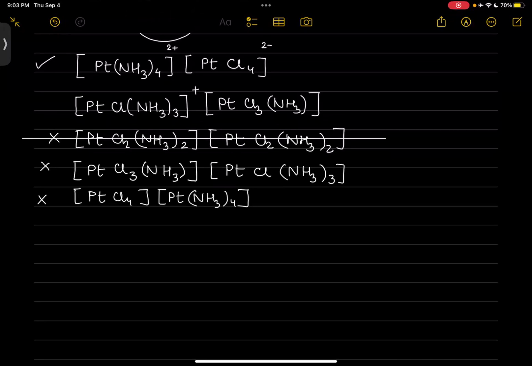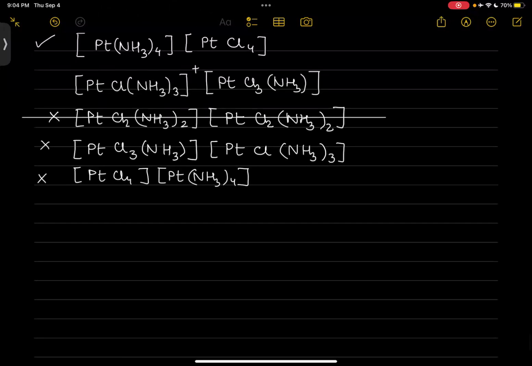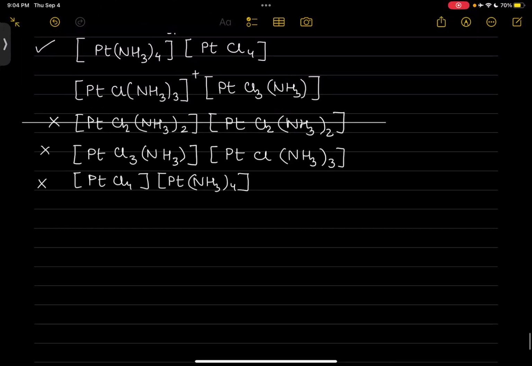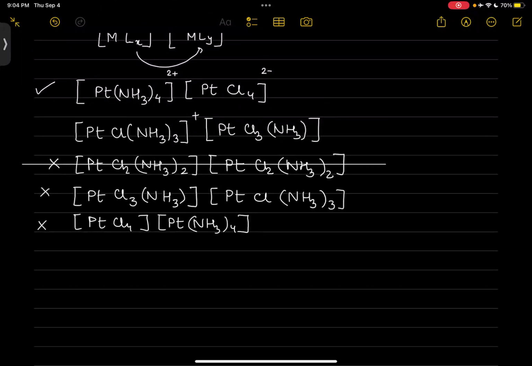Yeah, Justine, what's the answer? Why are we not taking the third one and the fourth one in our options? The reason is we have already taken them. Look here. This one and this one are the same. They are just written like this. Got it?